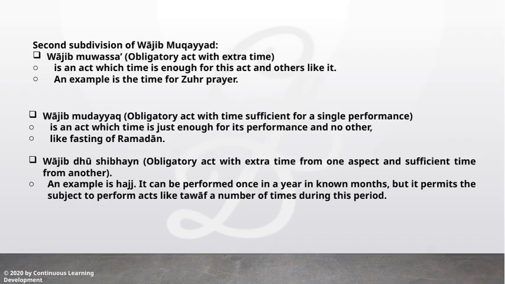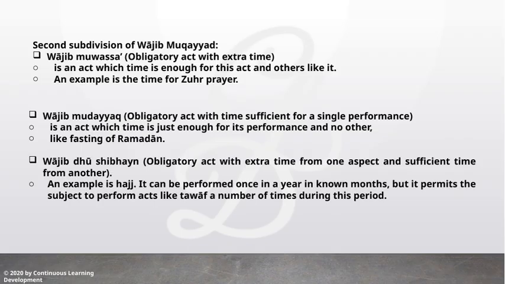Next, we have wajib dihu shibhain, which means obligatory acts that have some extra time from one perspective, but are still limited from another. A good example here is hajj. You can perform hajj once in a year during the known months, but within that period, you are allowed to perform acts like tawaf multiple times. So, it gives some flexibility while still being confined within a certain time frame.